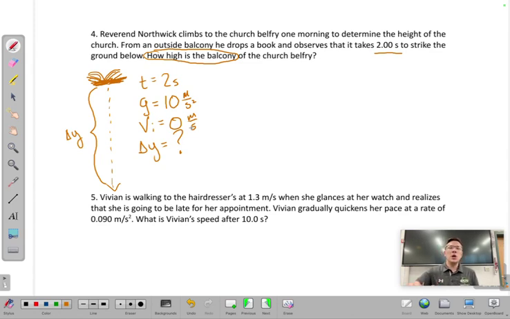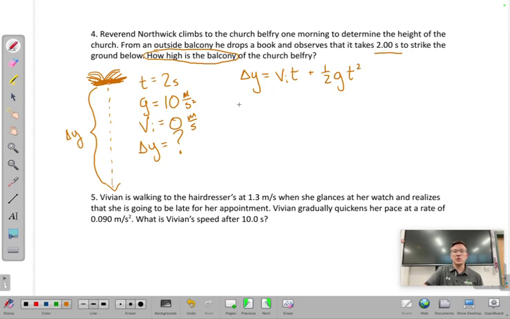So let's pick an equation. Did this problem give us a number for, or ask us to solve for, change in position? The answer to that is yes. It's asking us to solve for the vertical change in position, or the height of the balcony here. The change in position of the book or the height of the balcony, it's the same thing. And so we move on to our second question. Does this problem give us a number for time or ask us to solve for time? The answer there is yes. Again, it gives us the time. So we're going to use equation number 2, which is delta y is equal to VIT plus 1/2 GT squared.